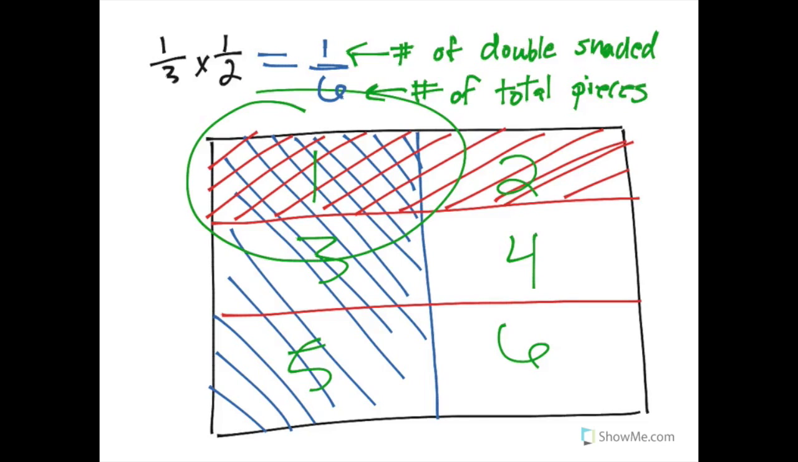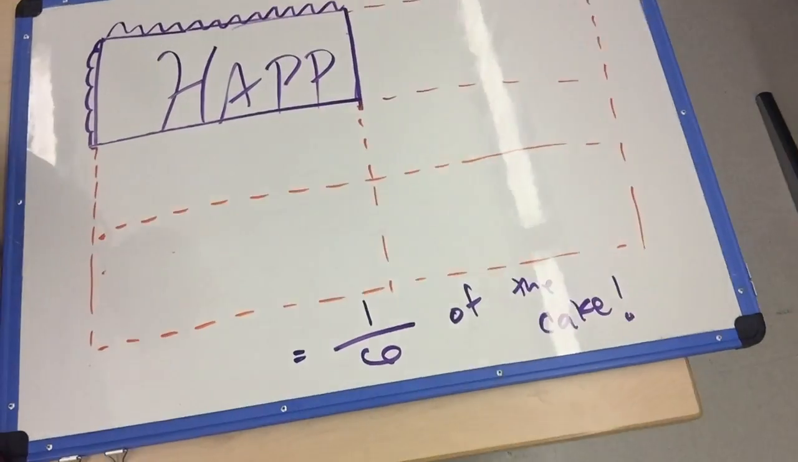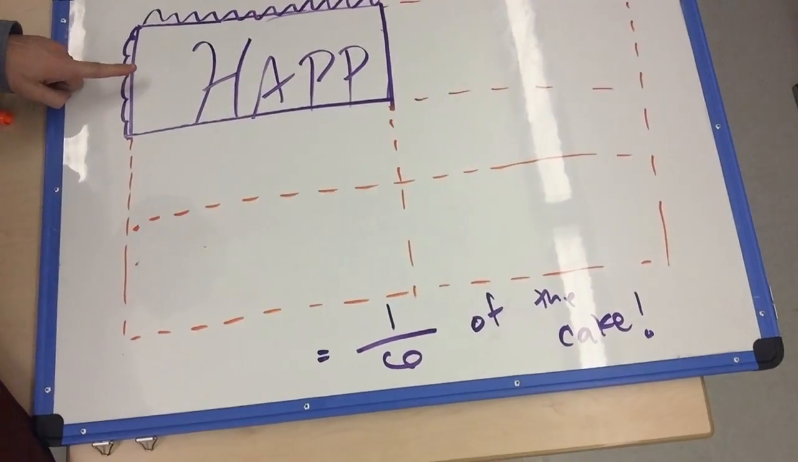So Mr. Phelps can eat 1/6 of the cake. Well, after all that work, we finally got our answer. That piece right here would be 1/6 of the cake. Nice work.